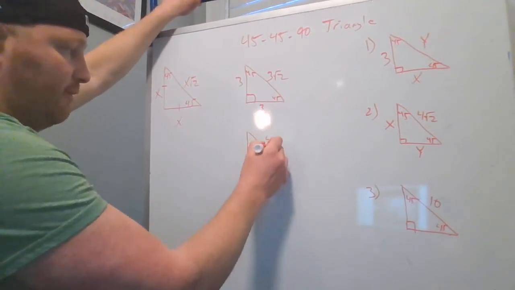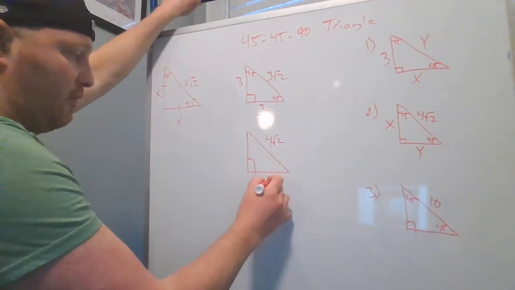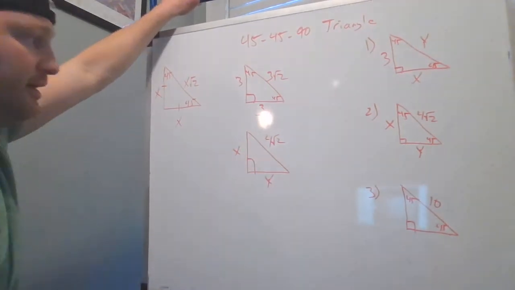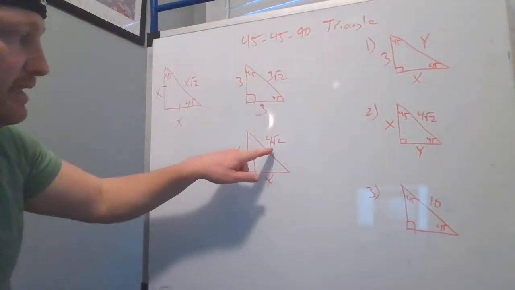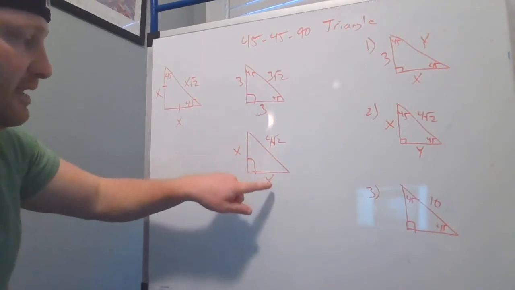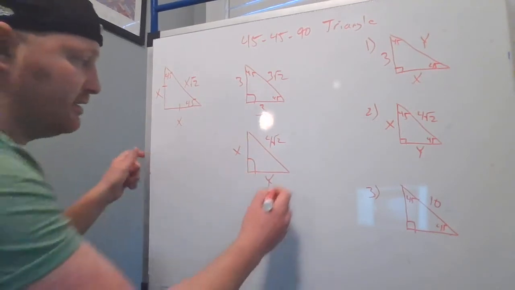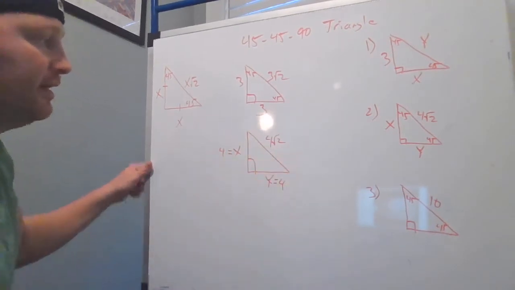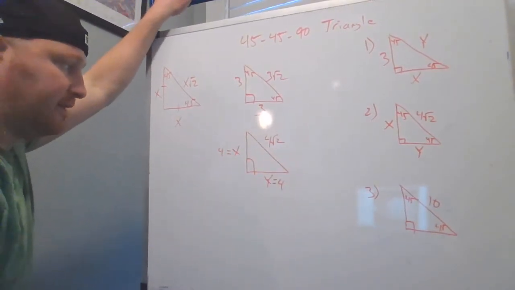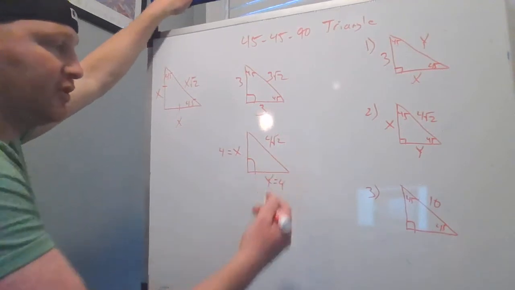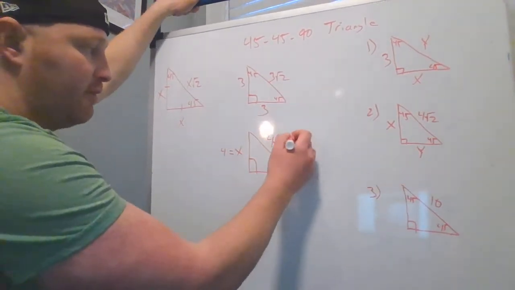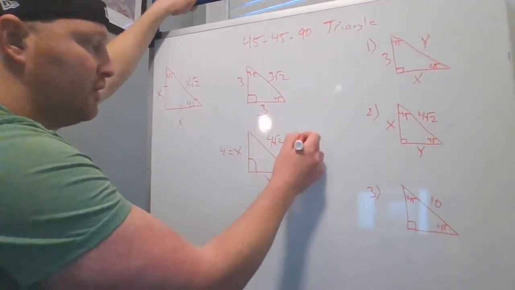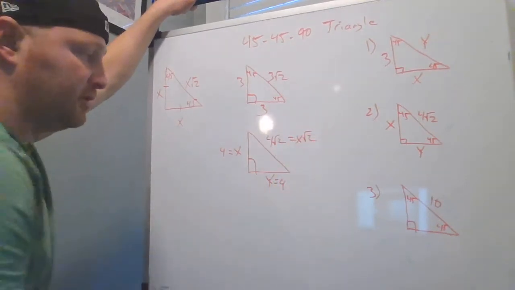Number 2 says we've got 4 radical 2, we've got y, and we've got x. Yes, it is as easy as knowing that this is equal to this, so we know that this is going to equal 4. More importantly, let's think about this mathematically, because it's going to get more challenging later on. Remember, this is equal to x radical 2.